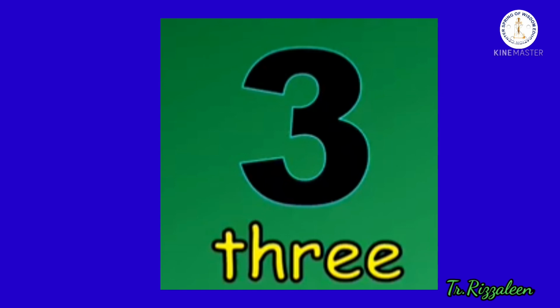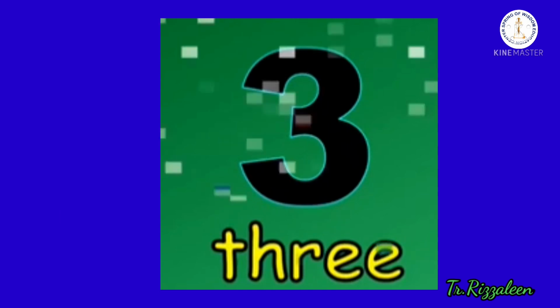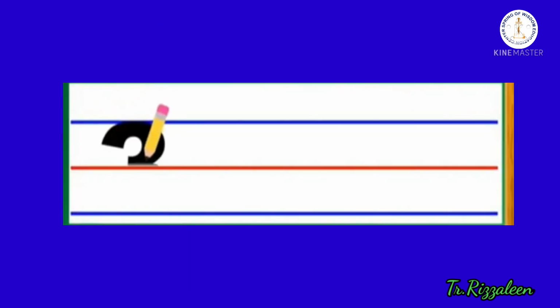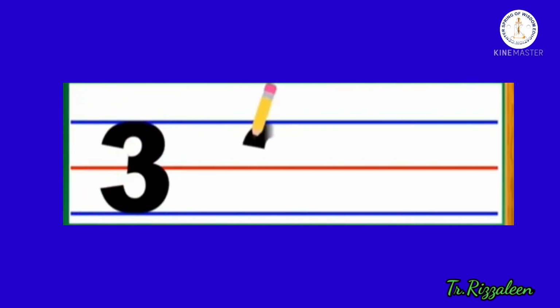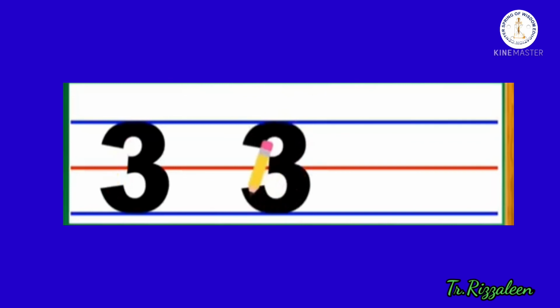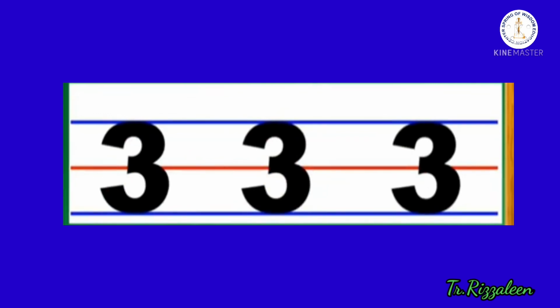This is a number 3. Let us write number 3. Just make a curved line going to the red line and another curved line going to the blue line.